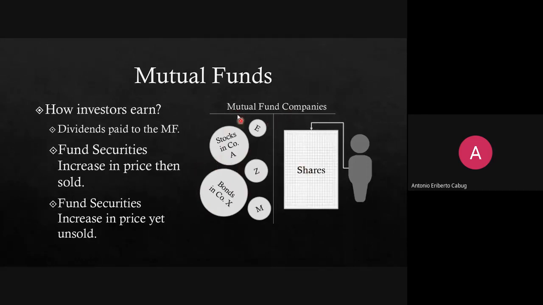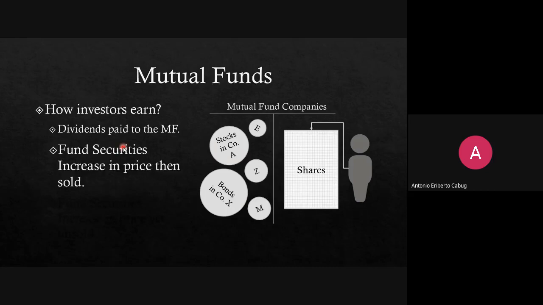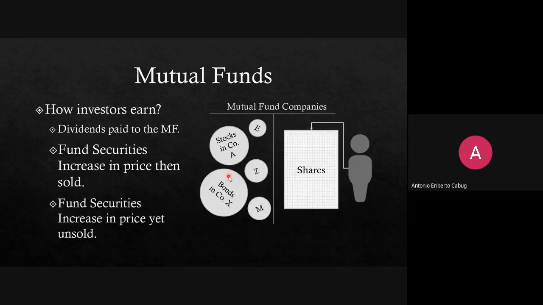So paano kumita yung isang mutual fund? Pwedeng bayaran ng dividends yung mutual fund, may hawak siyang stock, or kung bonds, bayaran siya ng interest. Or, hindi man nagbayad ng dividends, yung price ng stock or price ng bond tumaas, tapos binenta. Realized gain. Or kahit hindi nabenta, unrealized gain. That is still a gain. Okay. So these are the three ways by which mutual funds can earn.